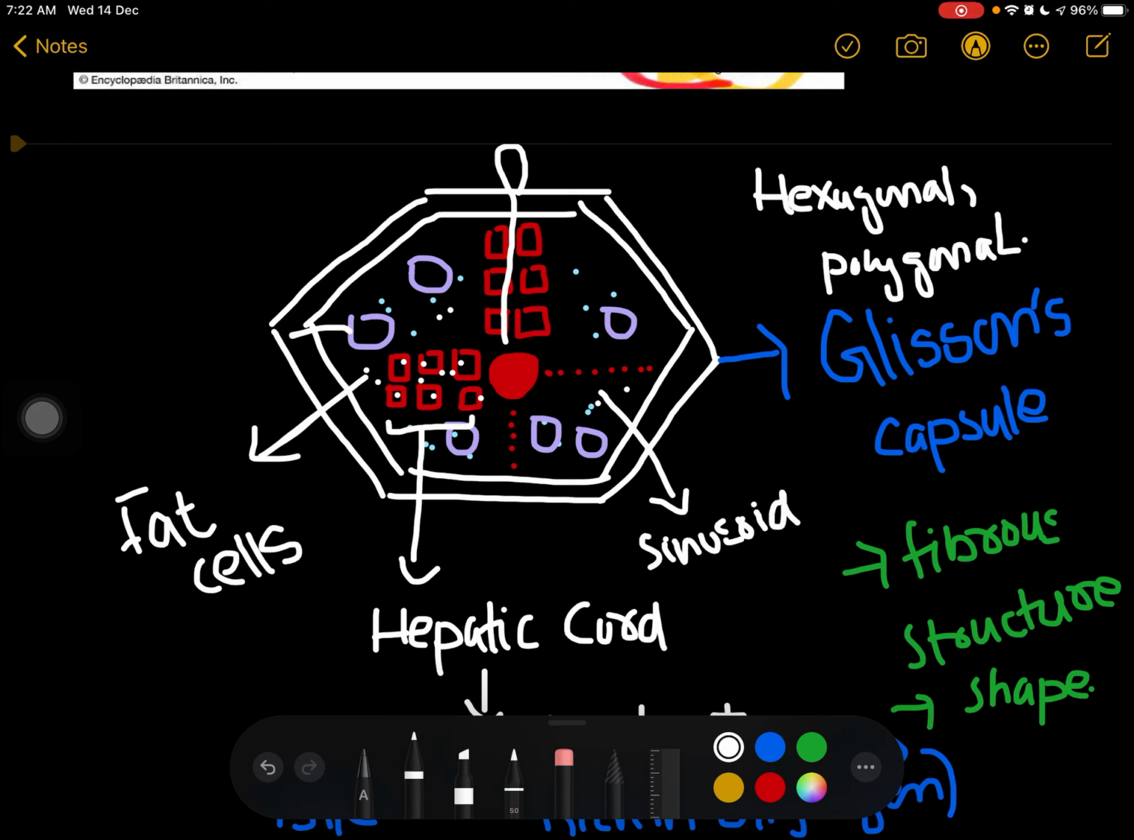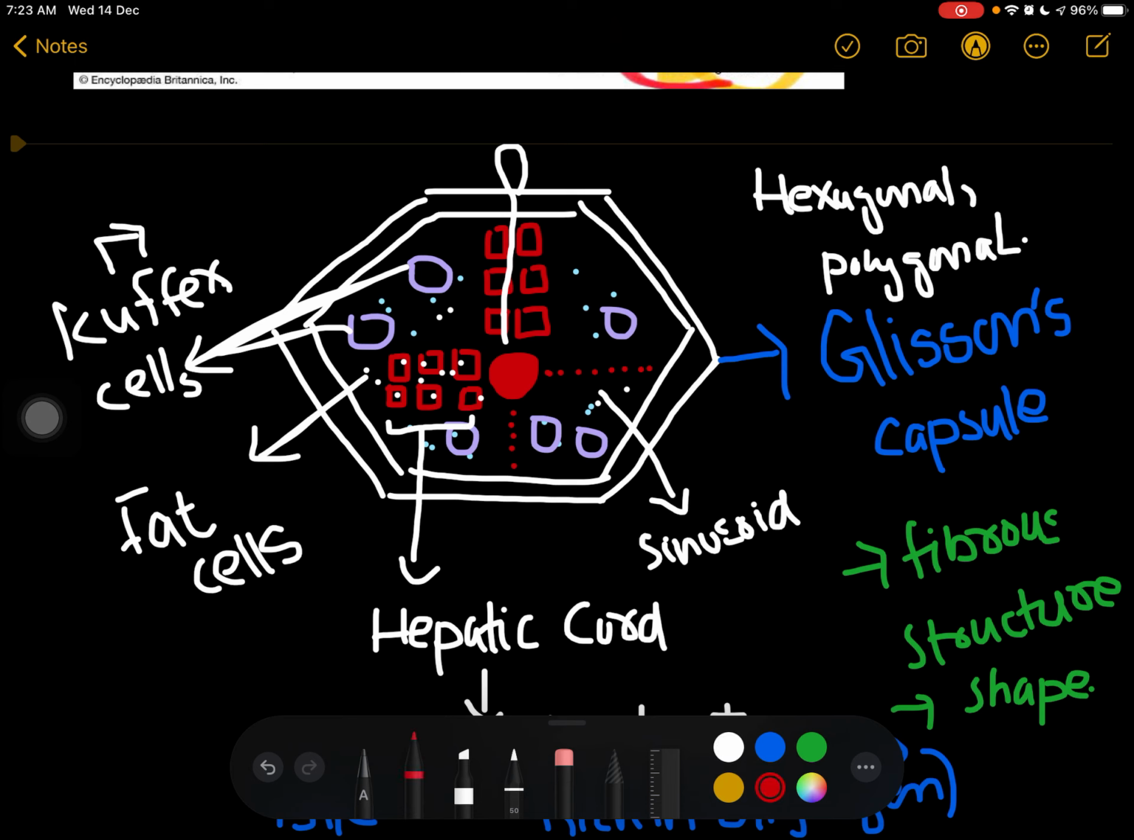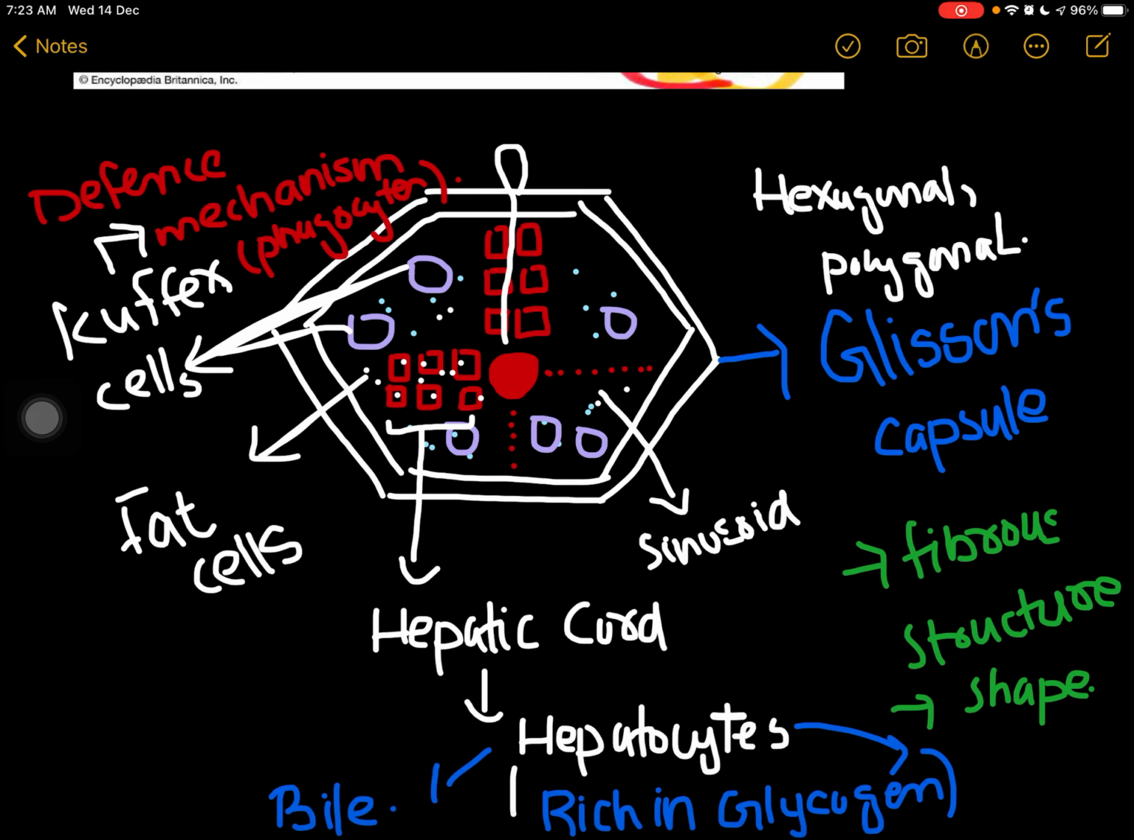Here we have some big cells known as Kupffer cells. What do they do? They work in the defense mechanism. Basically, these are phagocytes.